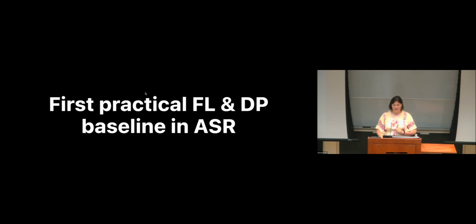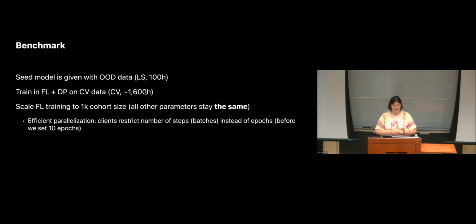Now, there was no differential privacy benchmark in speech, so we did the first differential privacy benchmark. We decided, okay, let's be more realistic. We have a seed model. We start with a seed model, which is trained on out-of-domain data, and then we do federated learning with differential privacy.